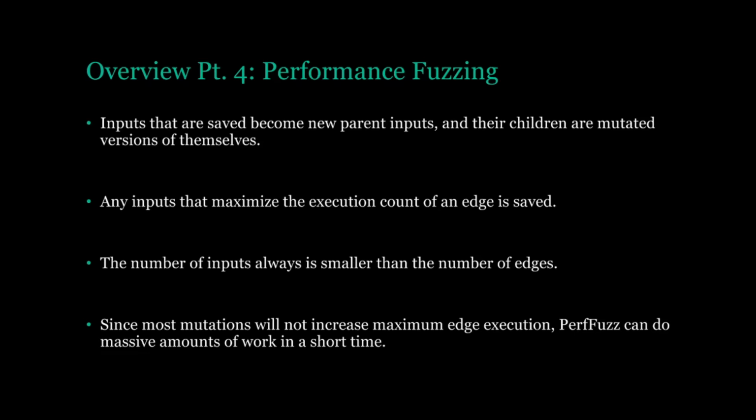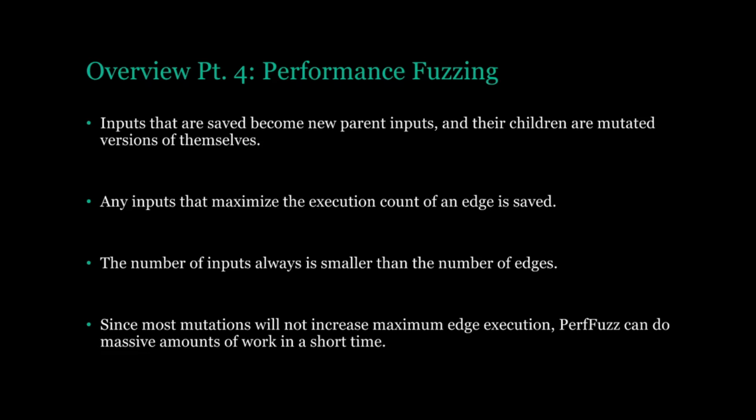The number of inputs is always smaller than the number of edges, and this is obviously because there may be singular inputs that maximize multiple CFG edges. So really there's no need to have a one-to-one correlation between edges and maximizing inputs.